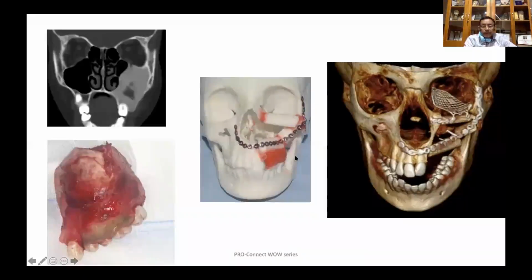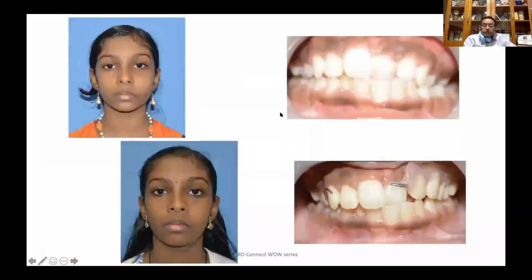So I would say this case will illustrate almost all the aspects which you need, which I emphasize. That is the 3D planning, placement of the alveolus, the buttress, placement of the orbit, and placement of the mesh. And then this is the patient. This is a pre-op. This is a post-op. I think it will fulfill.